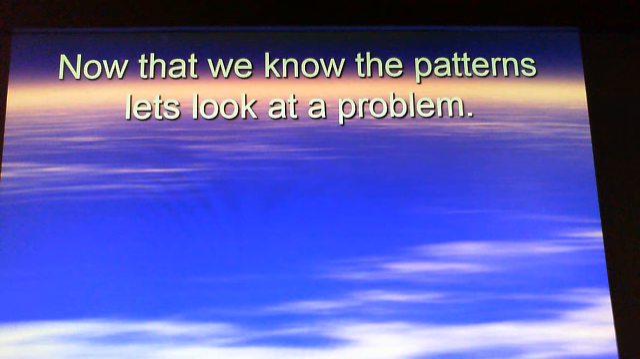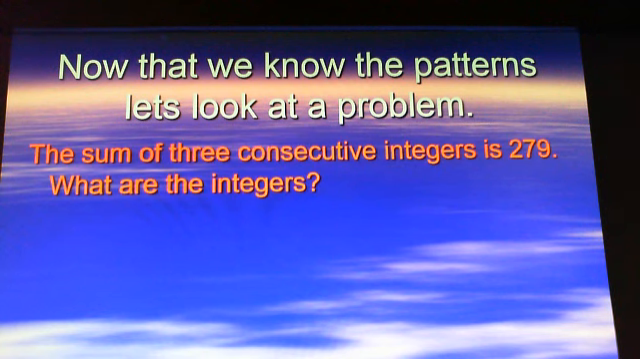So now let's look at a problem. The first problem we're going to look at is this one. The sum of 3 consecutive integers is 279. What are the integers? So find that little slip of paper that you cut out that says that and tape that in your notes where you're at so you don't have to write this problem out every time I go through it. Okay? So the sum of 3 consecutive integers.